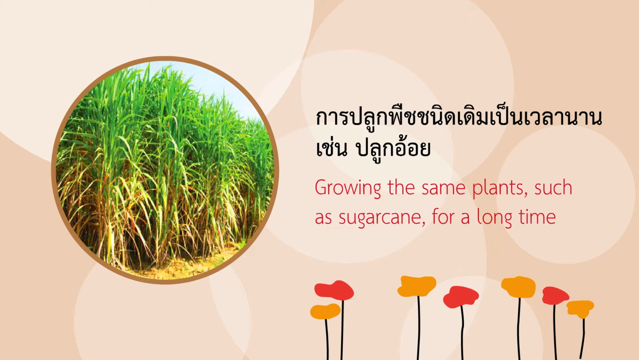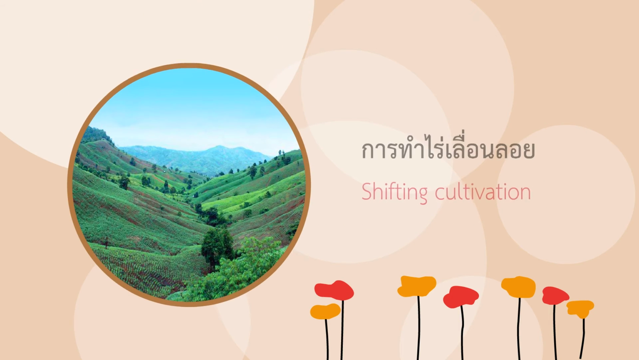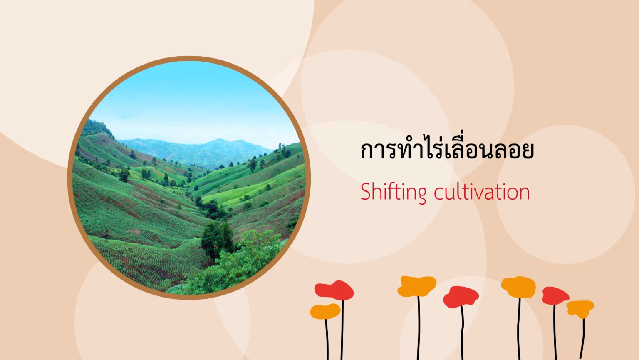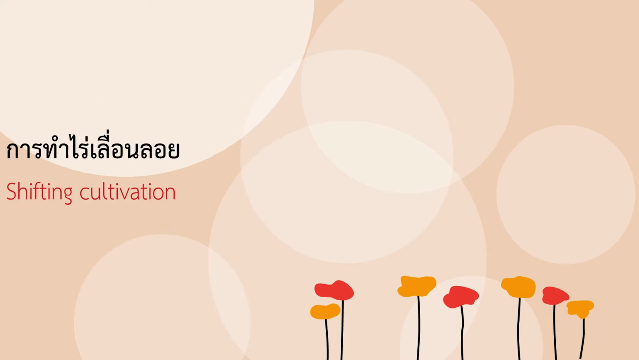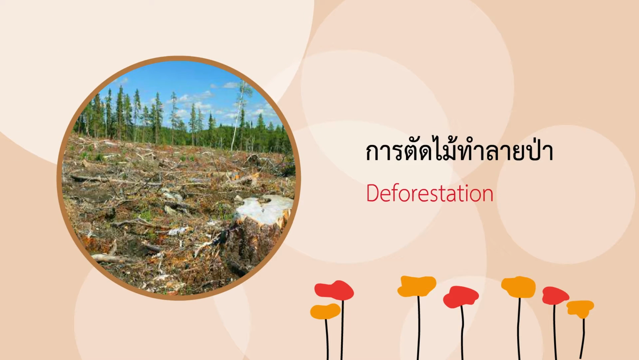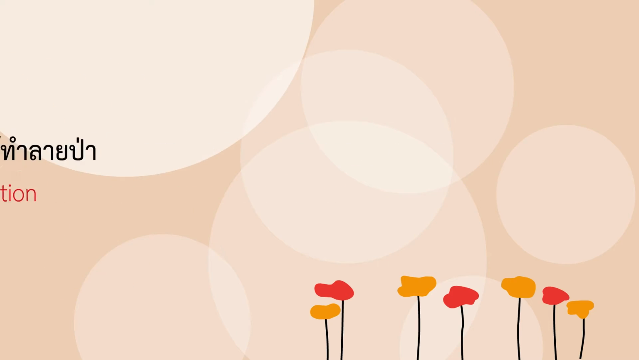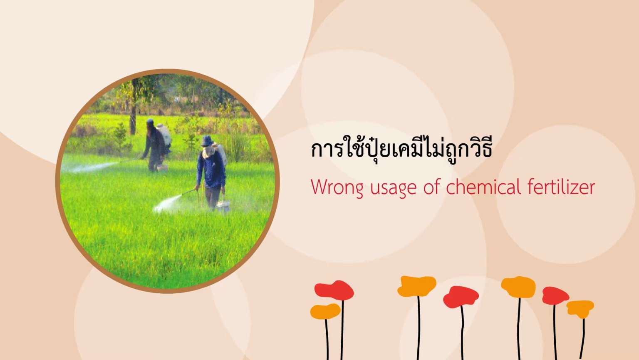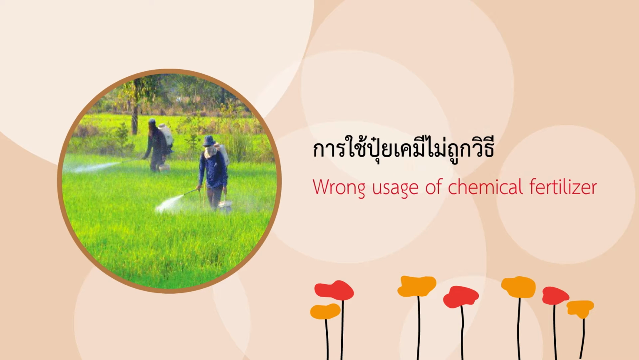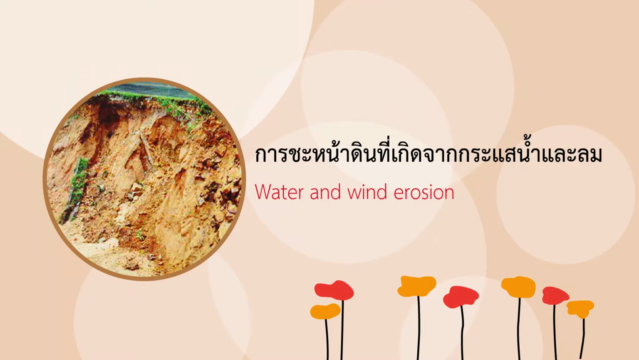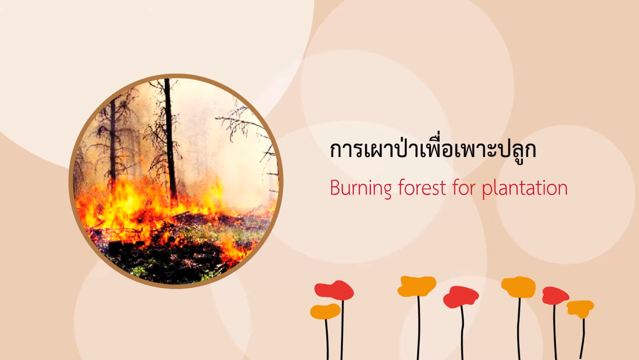Growing the same plants such as sugarcane for a long time. Shifting cultivation. Deforestation. Wrong usage of chemical fertilizer. Water and wind erosion. Burning forest for plantation.